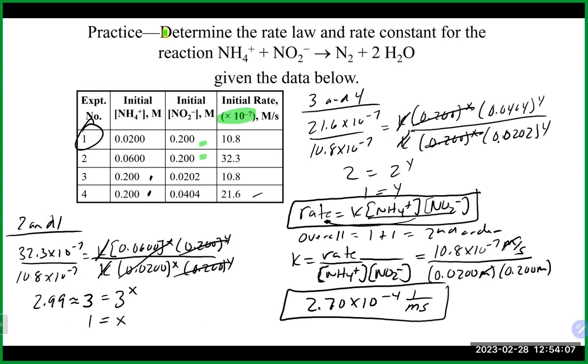Any questions on how to calculate the rate law? Yes. Yeah, you could choose any entry to figure it out. They also come out the same because it's a rate constant. So it should be the same value for all the experiments. Yeah. Other questions? Yeah.